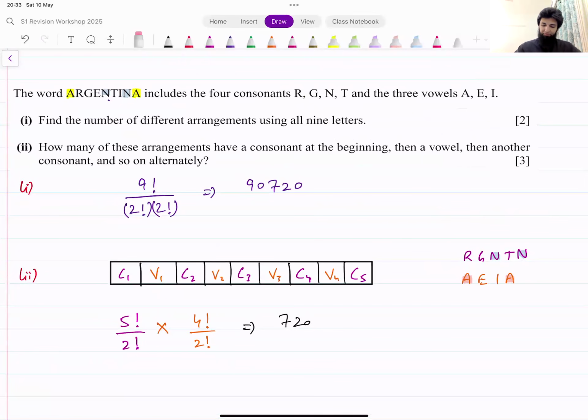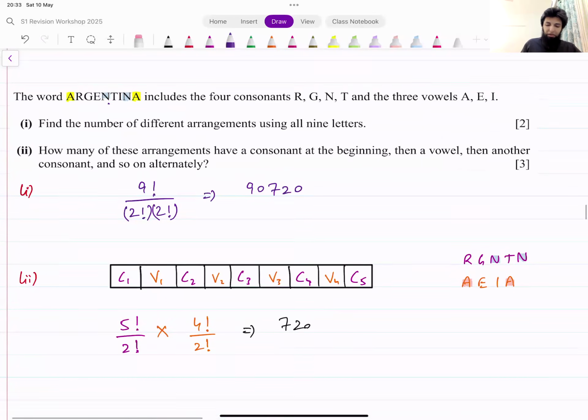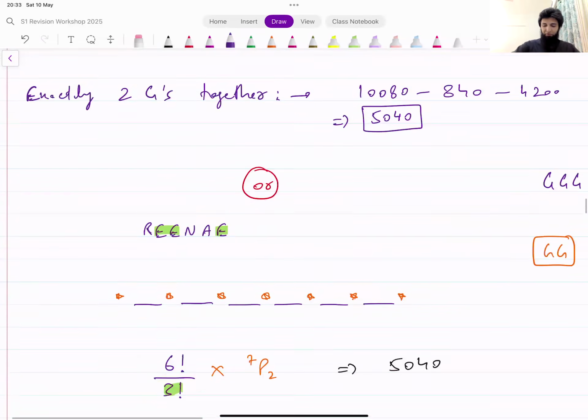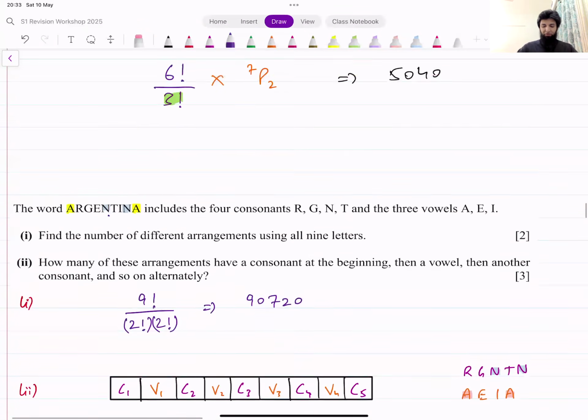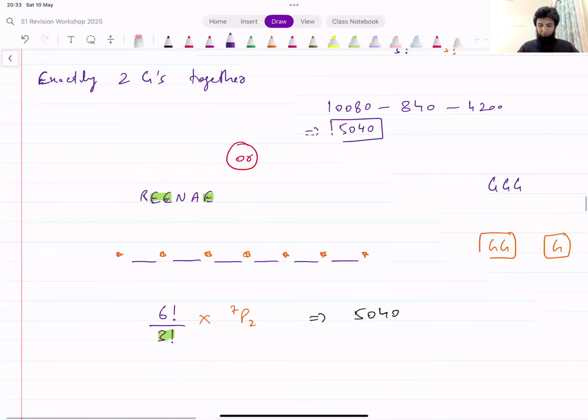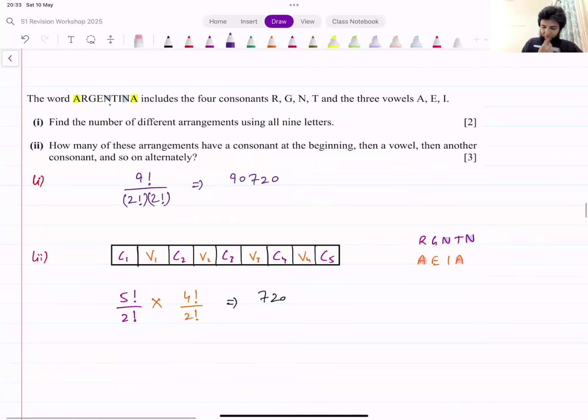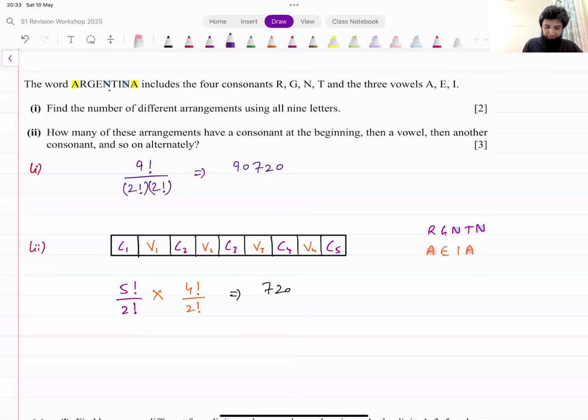Let's look at this example. This is pretty straightforward. So we talked about most of the cases that you would get in arrangements. Let's have a look at a couple of questions on this. Then we move on to permutations, combinations, notations.